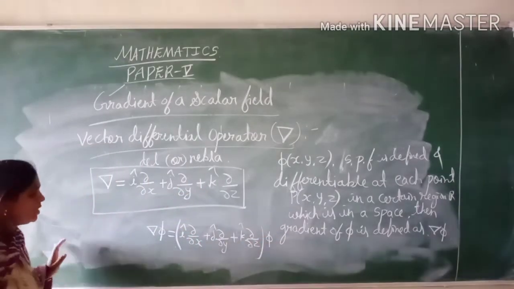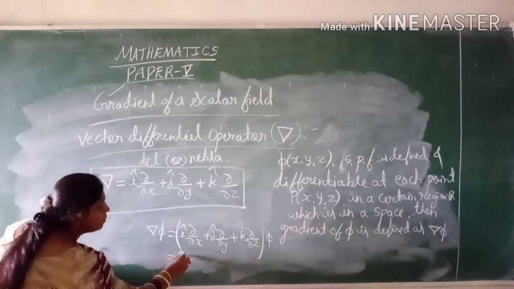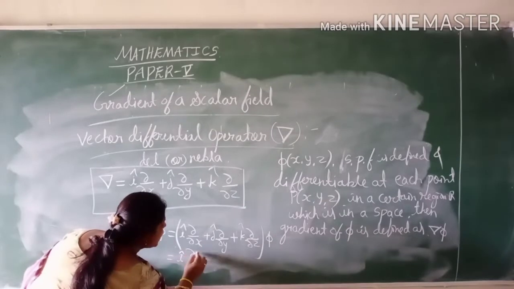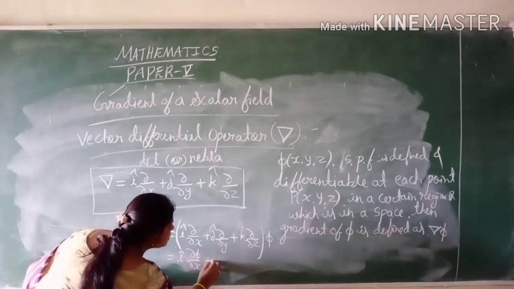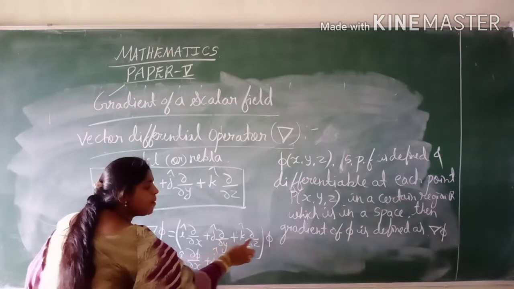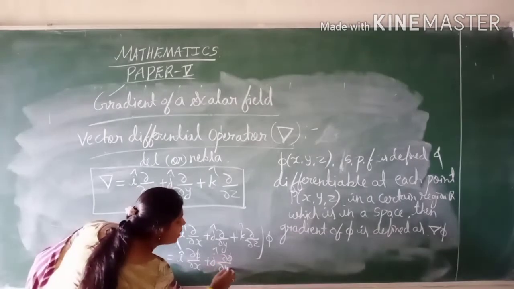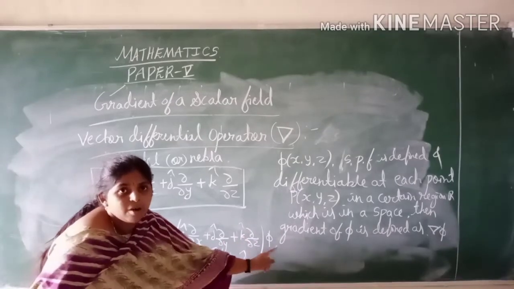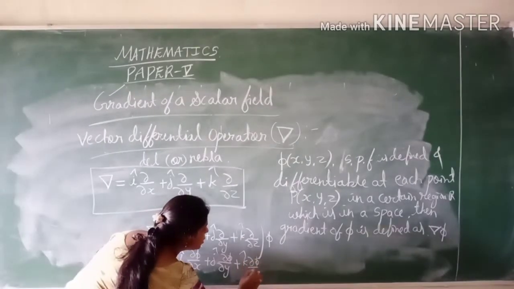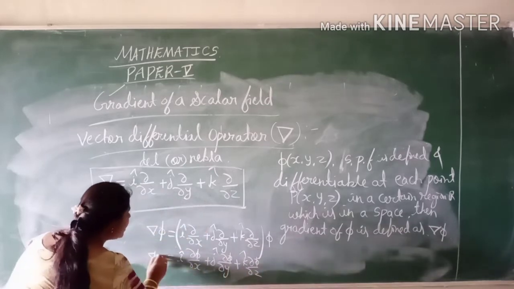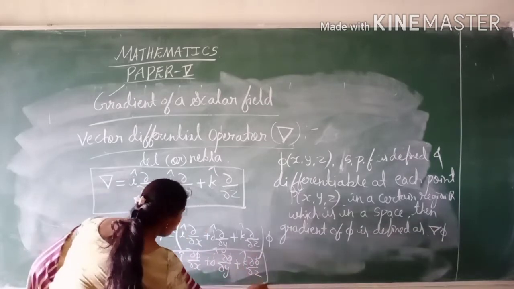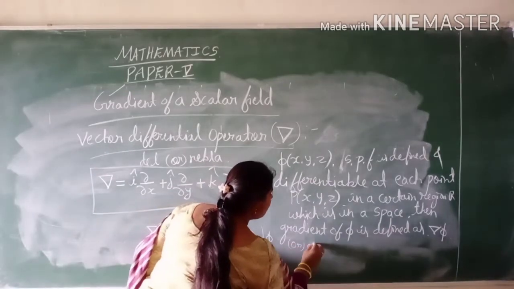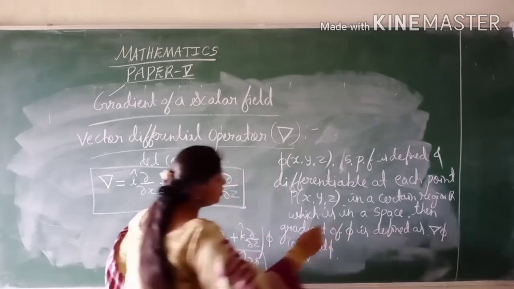Here, that is equal to i cap into dou by dou x on phi, which is denoted as dou phi by dou x, plus j cap into dou by dou y of phi, which is dou phi by dou y, plus k cap into dou by dou z of phi, which is dou phi by dou z. This is the formula for the gradient of phi, or grad phi, or del phi. Here, this can also be denoted as grad phi.